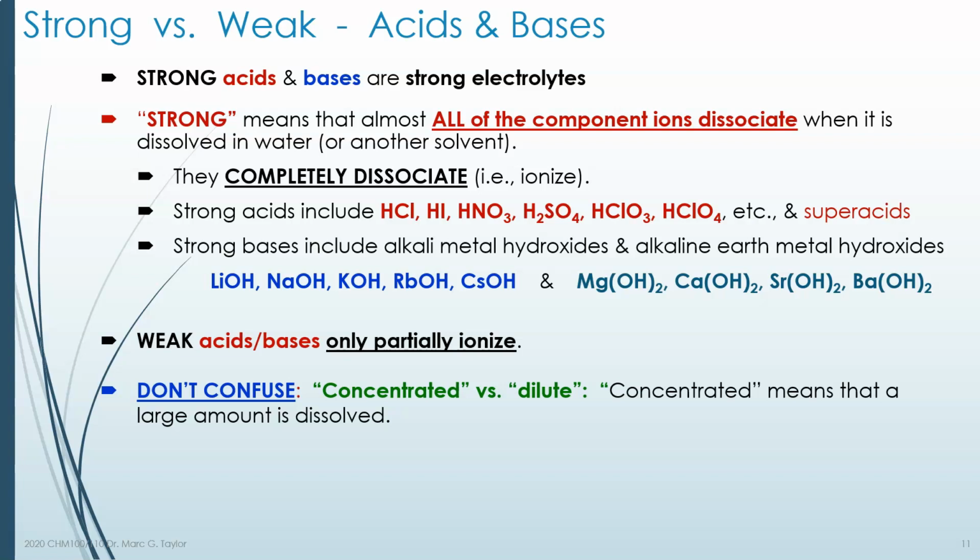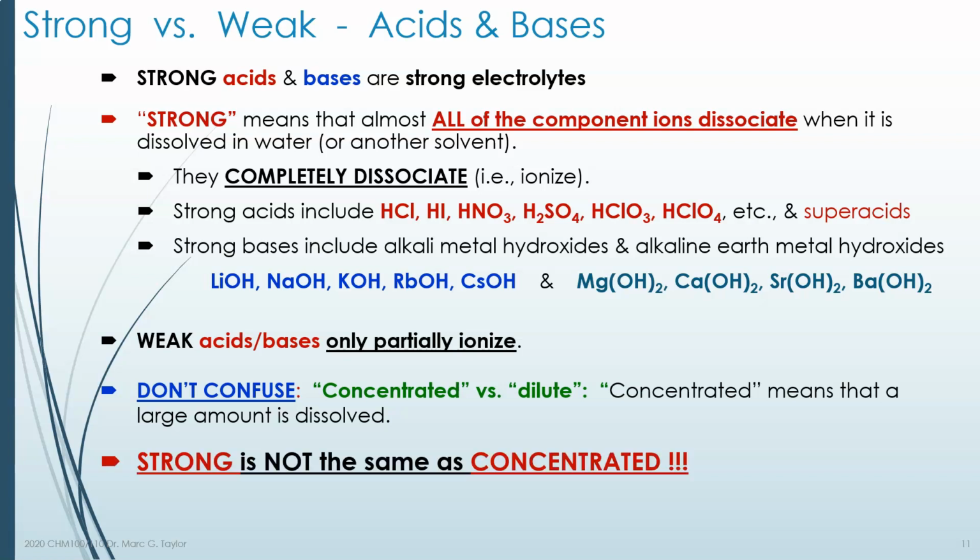Concentrated versus dilute refers to how much of the material is dissolved in the solution, how much you put in the water, not how much it breaks apart. So if you put a lot into the solution, it's concentrated. If you only put a little bit in solution, it is dilute. So these terms refer to how high your molarity is, or your concentration, whatever concentration unit you're using. Strong and weak are terms that are specific to each compound.